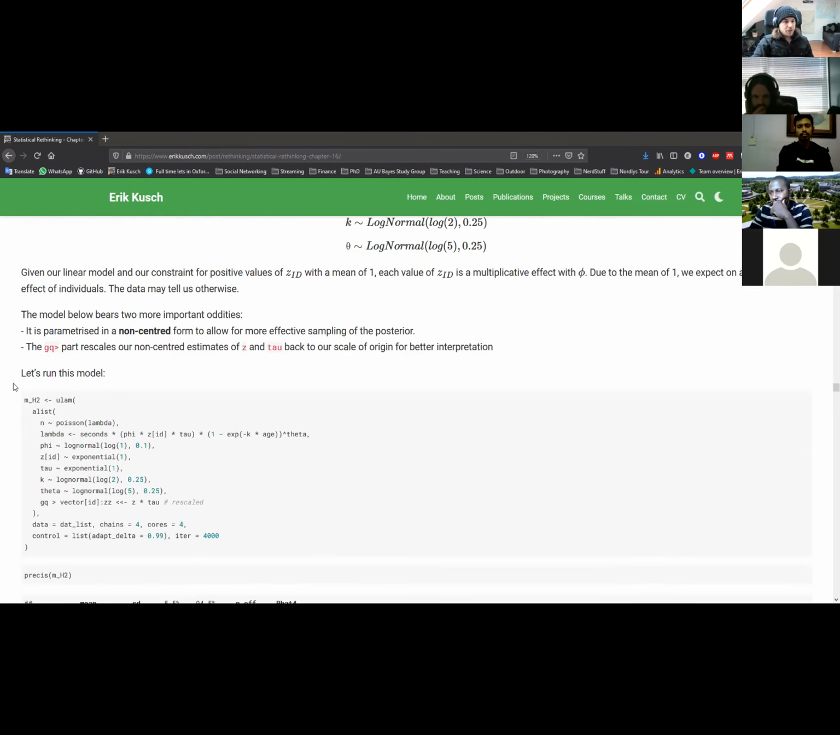And here's the model. I run the model like I set out to do up here, and I add the generated quantities portion to the code to get the individual effect Z multiplied with the dispersion of it, tau. So this is just standardization, right? So this is just the standard deviation. I just multiply them back together again to get them back to the original scale of the individual effect. That makes sense?